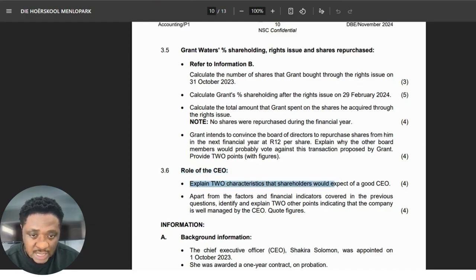Explain two characteristics that shareholders would expect of a good CEO. Well, this is more or less a bit general, but you can think about some of the key qualities to be a CEO. You have to think that if you're a CEO, you are at the top level of management. Those that do business studies will know that there are different levels of management: top, mid-level, and the base level. Now, if you're at the top level, what is your responsibility? You're basically responsible for the strategic vision of the business.